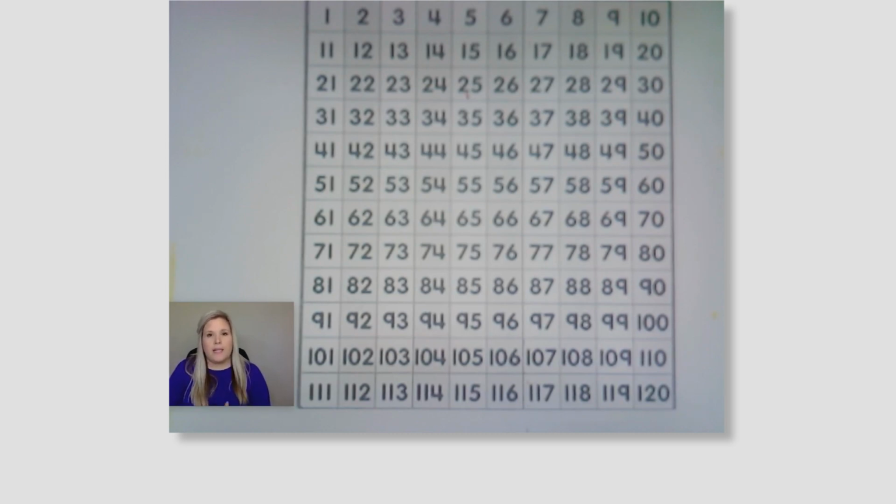Now we're going to practice counting by tens on the 120 chart. Are you ready? I think you are. What patterns do you see on the 120 chart when you count by tens?